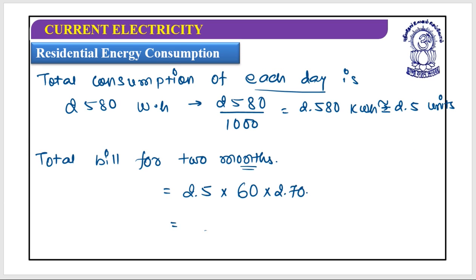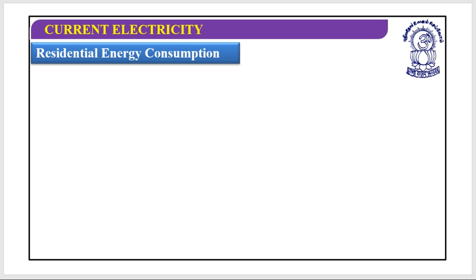So when you multiply this, you will get an answer, that would be the electricity bill of your consumption of this many devices. I hope this is clear. Is it clear? Any doubts in this? Anything? No? Great.